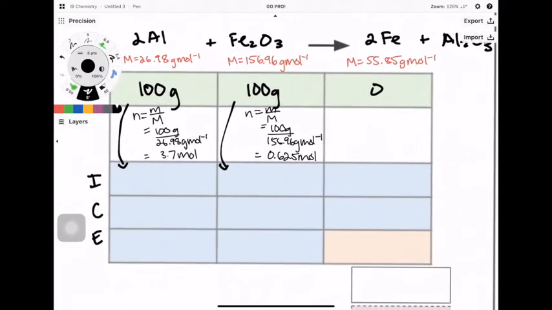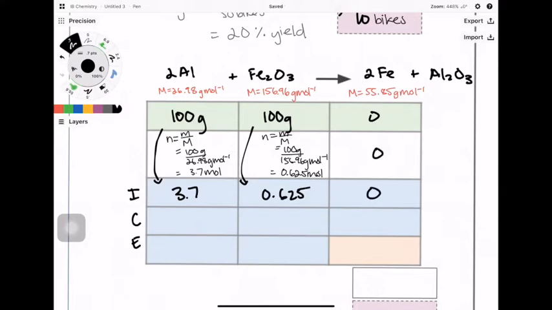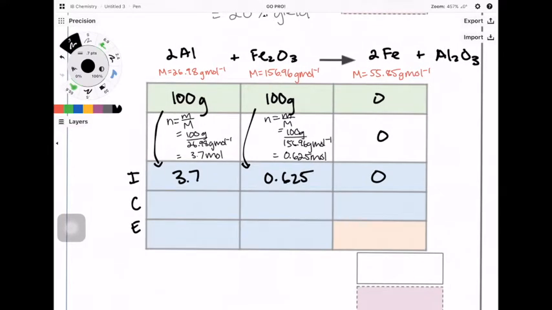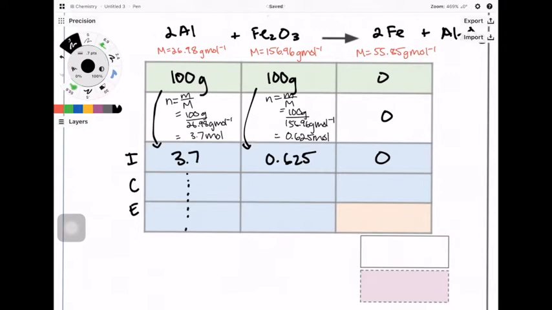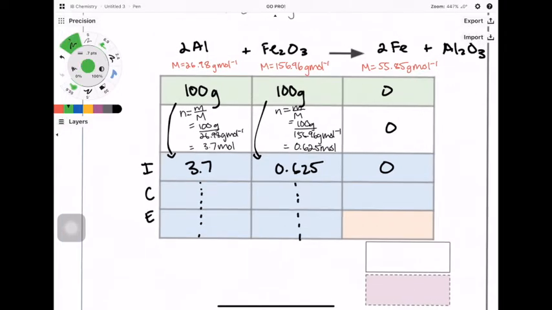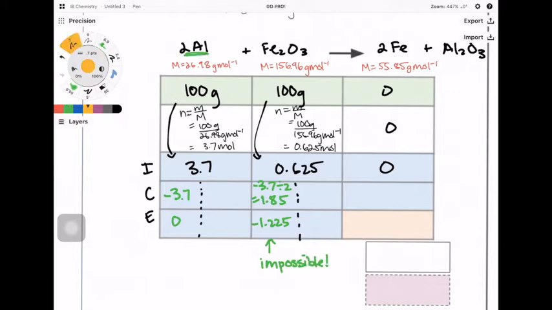And so what I end up with is 3.7 moles of aluminum and 0.625 moles of iron oxide. Again, I need to go through my two scenarios and figure out which one limits the reaction. So first I'm going to start out with aluminum. I'm going to pretend that I'm using up all of the aluminum. If I use up all of the aluminum, then I need half the number of moles of iron oxide because it's a 2 to 1 ratio. And so I'll end up needing 1.85 moles, which will give me a deficit at the end of the reaction. I will have negative 1.225 moles of iron oxide, which is impossible. So that scenario where we use up all of aluminum is impossible.